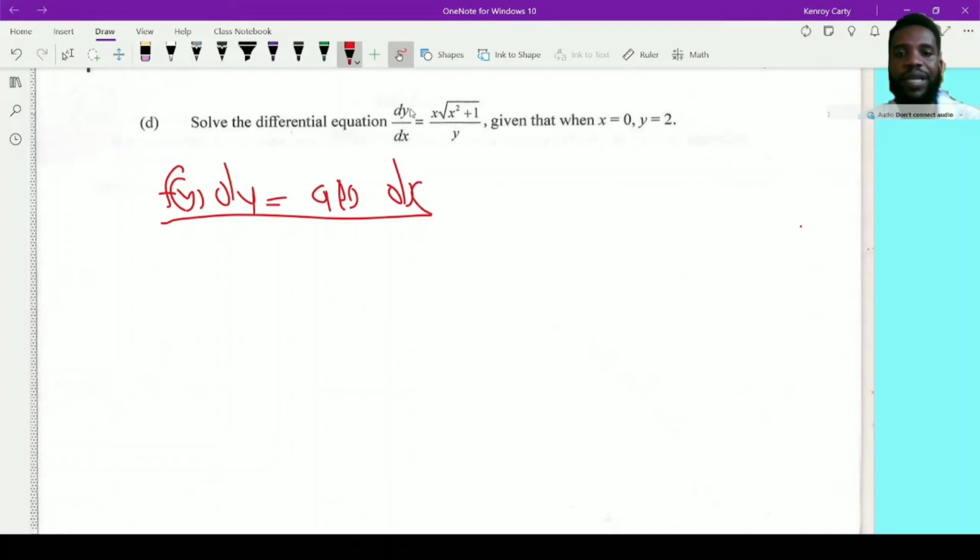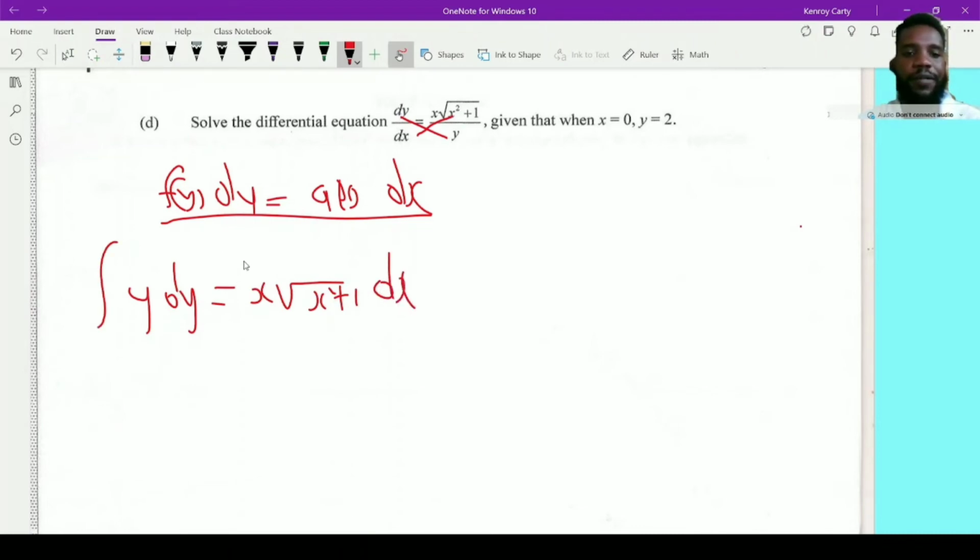Alright, to make that work quickly, we just simply cross multiply. So I'm going to have y dy equal x root x squared plus 1 dx. Alright, and we apply the integral. Alright, let's go. If I integrate y, I'm going to have y squared over 2. Bear in mind, we're not going to put a constant on both sides, because a constant is a constant. We just need one of it.